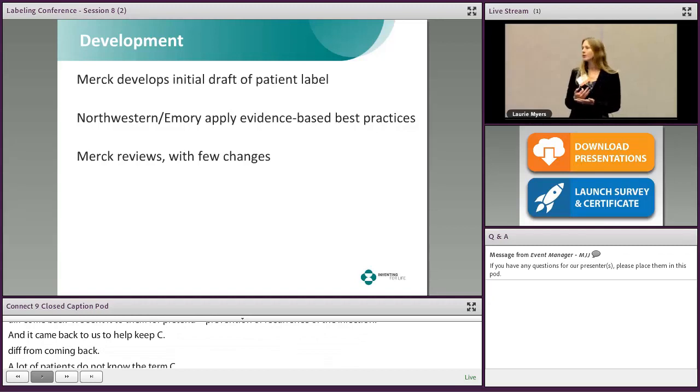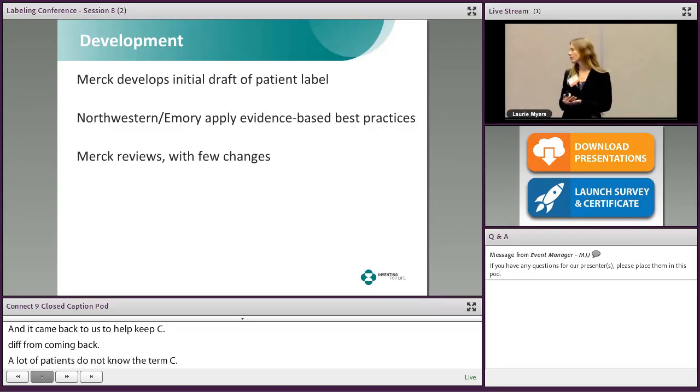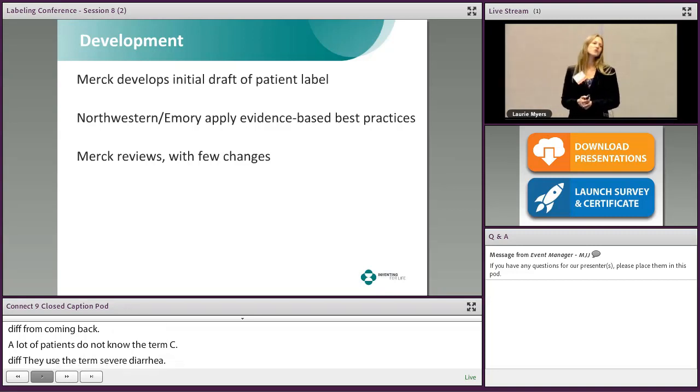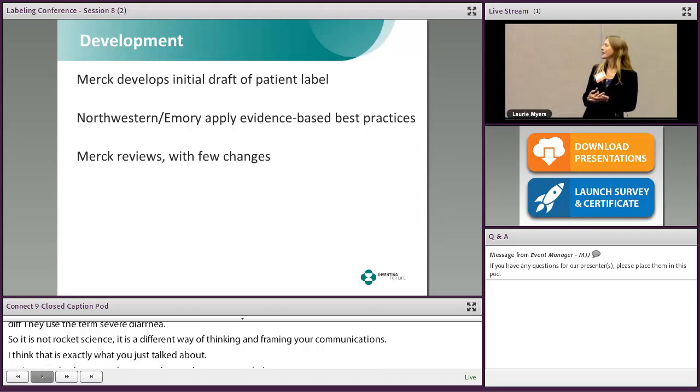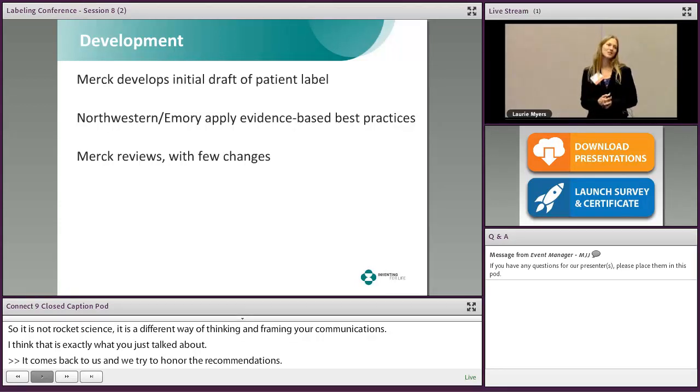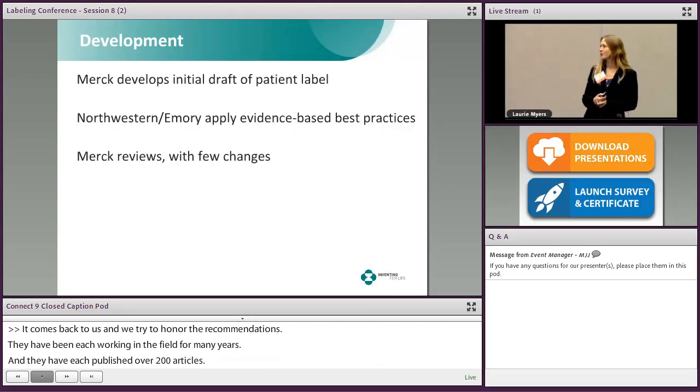Actually, a lot of patients don't even know the term C. diff. They use the term severe diarrhea, right? So again, it's not rocket science. It's just a different way of thinking and framing your communications, which I think is exactly what you just talked about. And then it comes back to us, and we really try to honor the recommendations. They've been each working in this field for many years. I think they've probably each published over 200 articles. So we really try to do that.